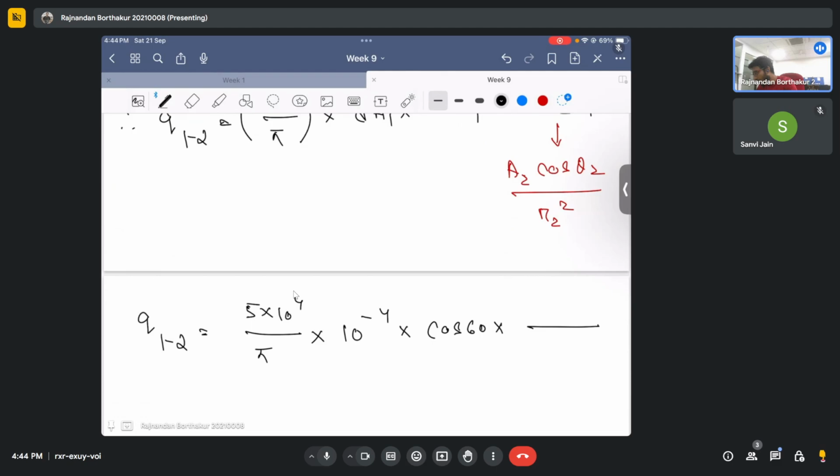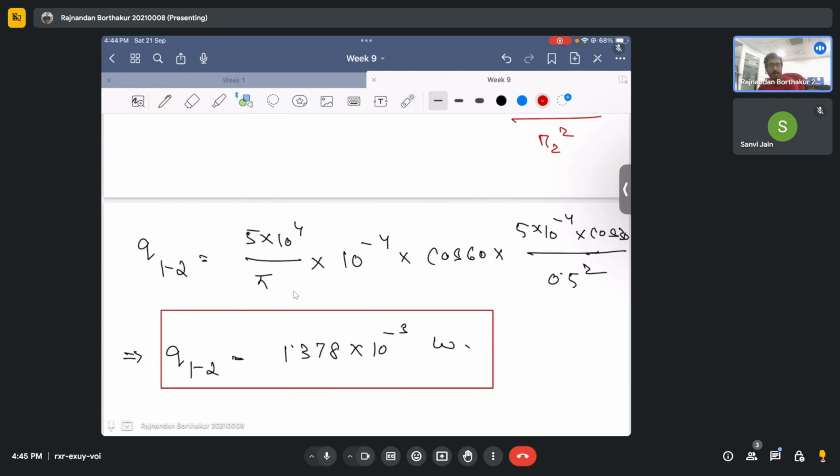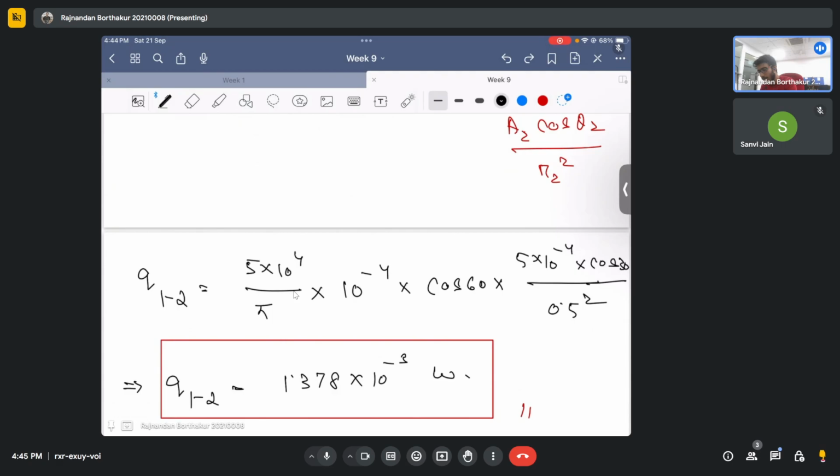So this would be A2. Your A2 is given to be equal to 5 into 10 to the power minus 4, times cos of 30, divided by r2 squared. Your r2 is 0.5, so it becomes 0.5 squared. So that's it, guys. This is just Q12, and if you calculate it, Q12 would come out to be equal to 1.378 into 10 to the power minus 3 watt. That's it. This much is the radiant energy that is leaving surface 1 and is intercepted by surface 2. So you just do this calculation, and you should end up getting this number.